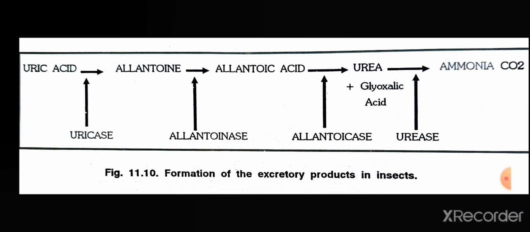In this figure, we can see the formation of the excretory products in insects. Uric acid is converted into allantoin in the presence of uricase. Allantoin is converted into allantoic acid in the presence of allantoinase enzyme. Then allantoic acid is converted into urea in the presence of allantoicase enzyme. Urea plus glyoxylic acid forms ammonia in the presence of urease enzyme.